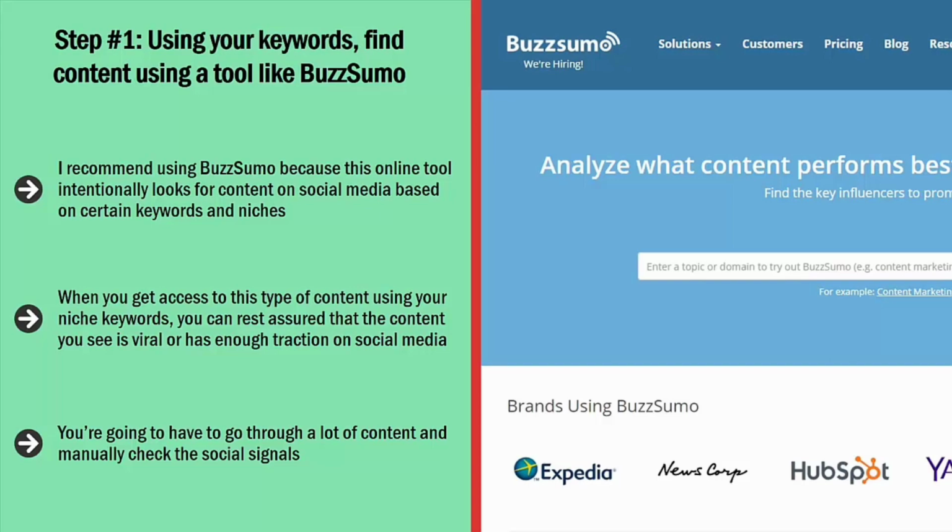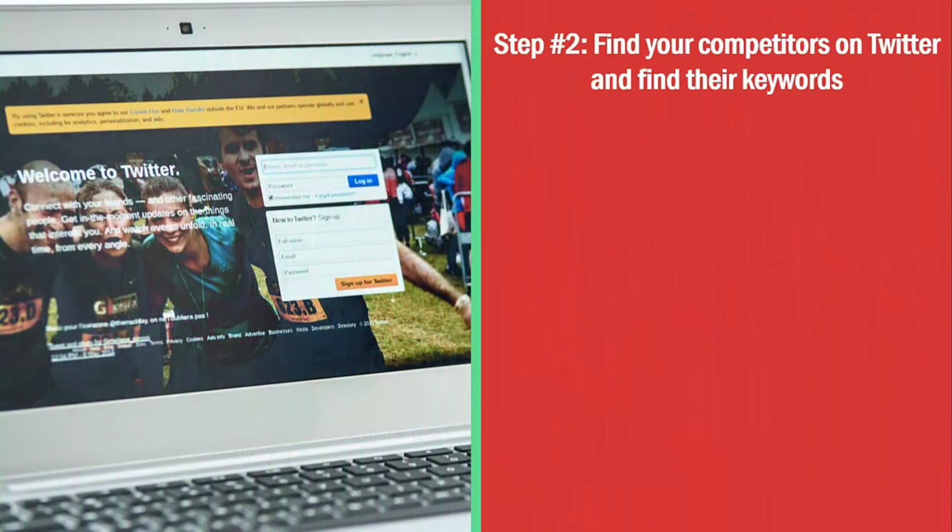It burns a lot of time. In many cases, you are still not sure if you got the right content. Step number 2, find your competitors on Twitter and find their keywords.